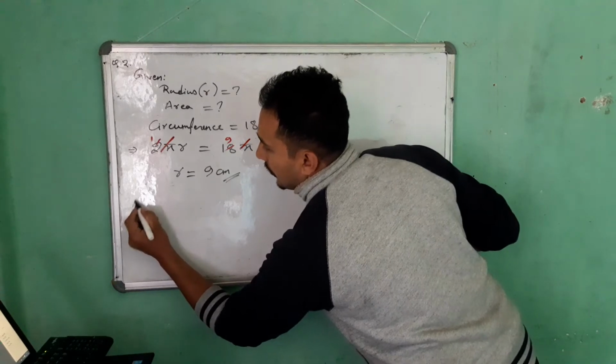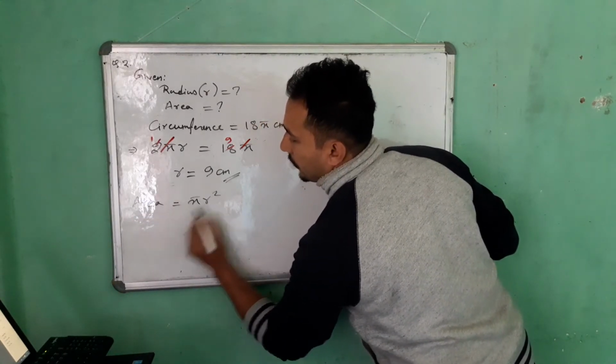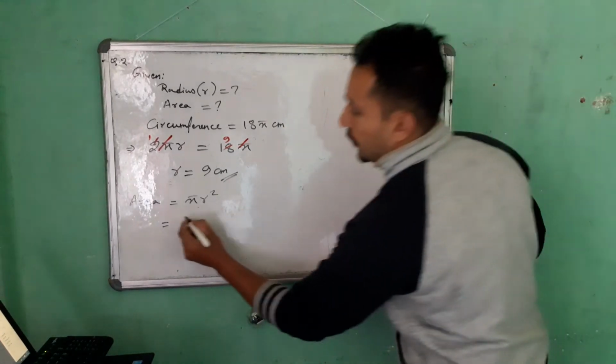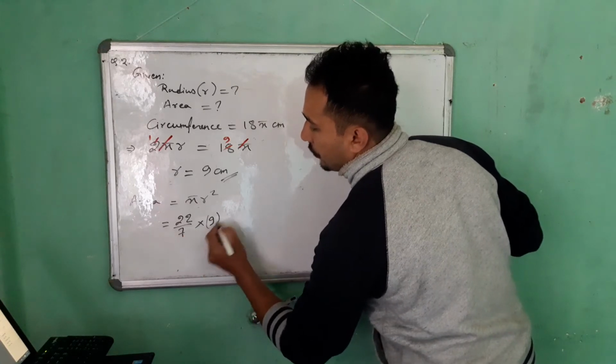Area is equal to pi r square. I have given this formula, isn't it? So pi means 22 upon 7 into radius 9 square.